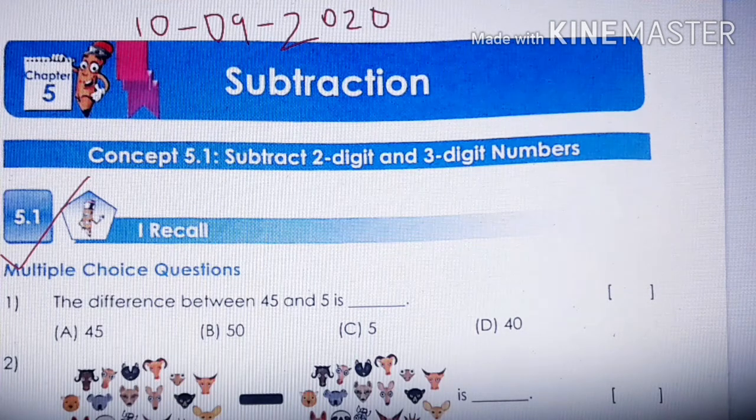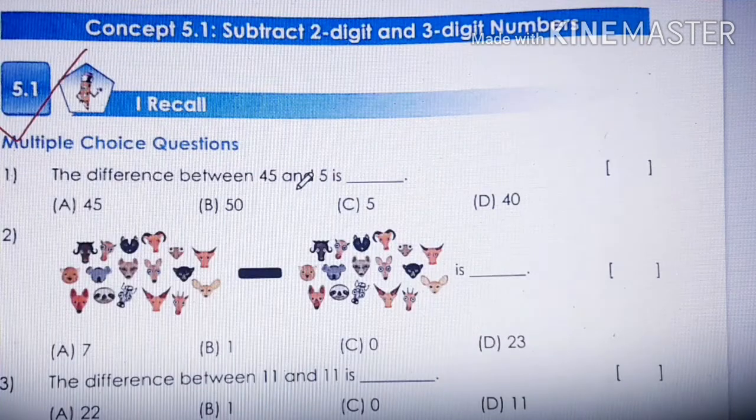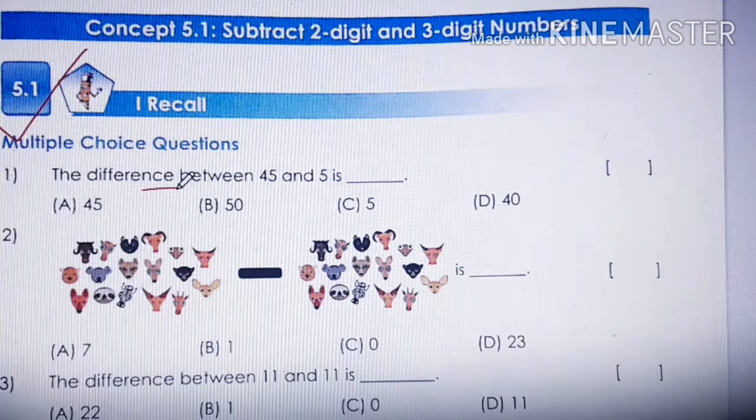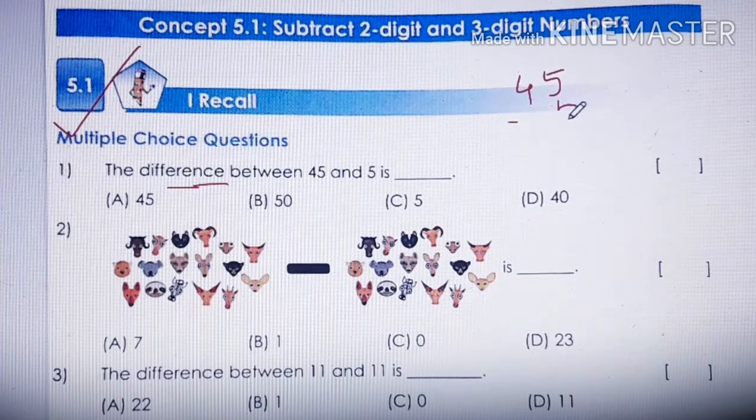So let's start with our first question. The difference between 45 and 5 is. The word difference, children, means we are going to do subtraction. The word difference means the answer which we get after subtraction. The difference between 45 and 5 is. That means you are going to subtract 45 minus 5. 5 comes under which place?